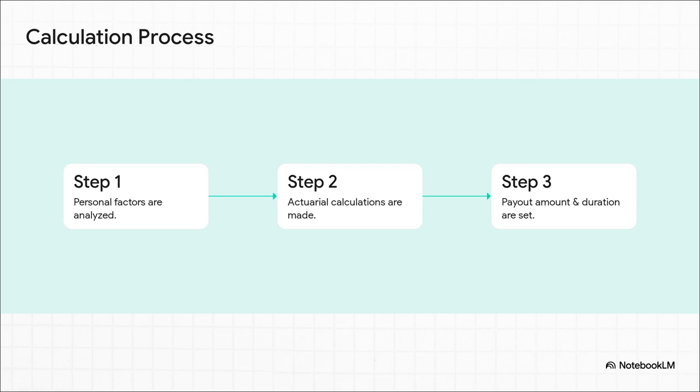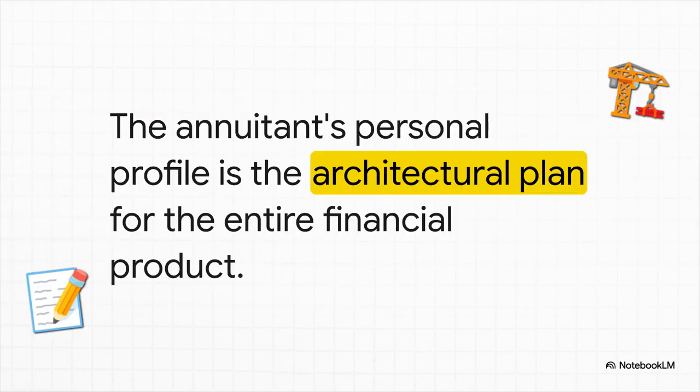The process itself is pretty methodical. The insurance company takes those personal details, runs them through their statistical models to forecast a life expectancy, and from that, they set the terms. The end result is a super precise schedule that determines the payout amount and exactly how long it's going to last. So, you see, the annuitant isn't just some name on a form. Their personal profile, their age and gender, it literally becomes the architectural plan for the entire financial product.